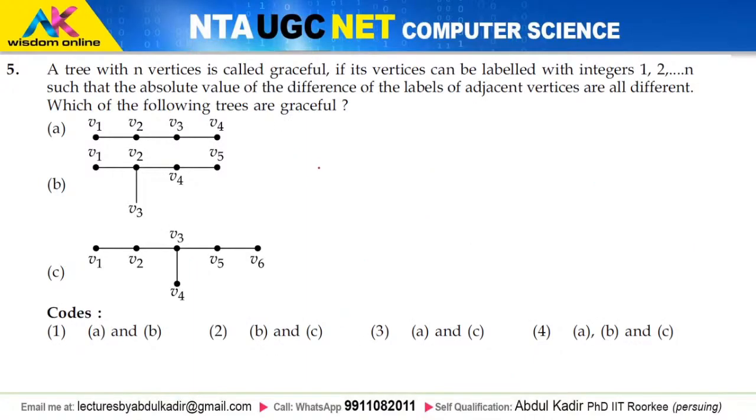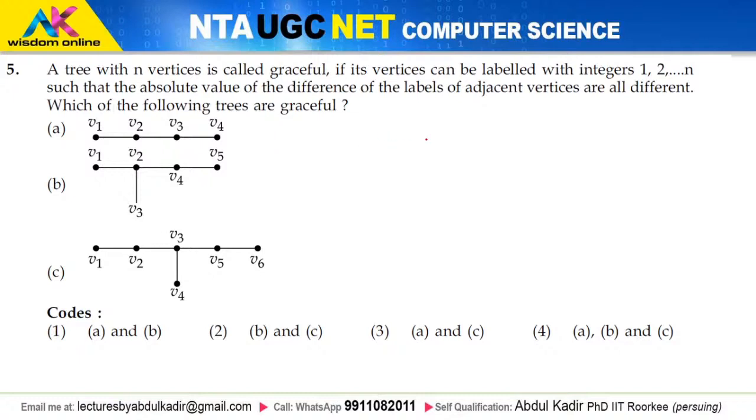Next, what is this? A tree with n vertices is called graceful if its vertices are labeled with integers 1 to n such that the absolute value of difference of the labels of adjacent vertices are all different. Which of the following trees are graceful? So he is saying that a tree is graceful if its vertices are labeled from 1 to n so that the absolute values of differences of labels of adjacent vertices are all different.